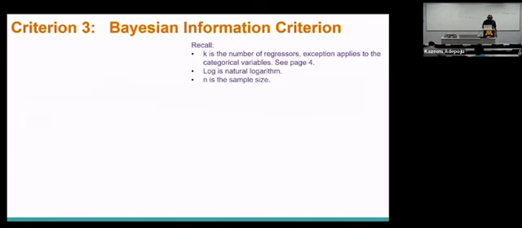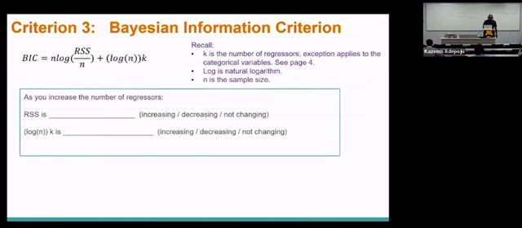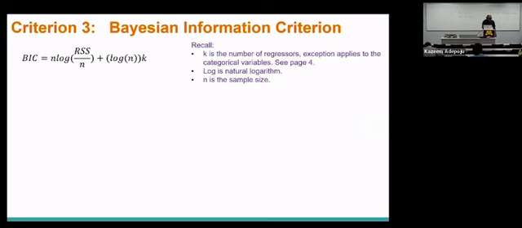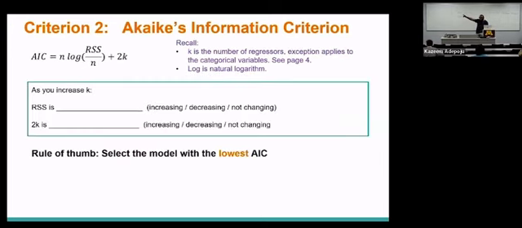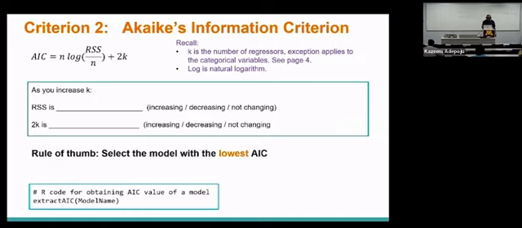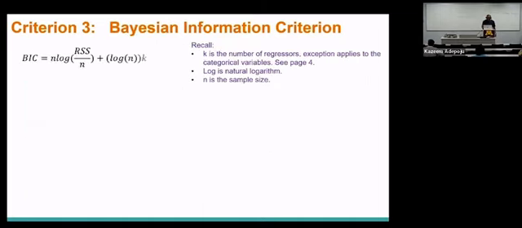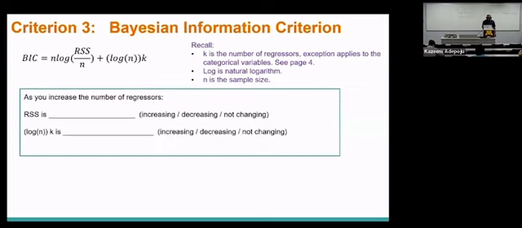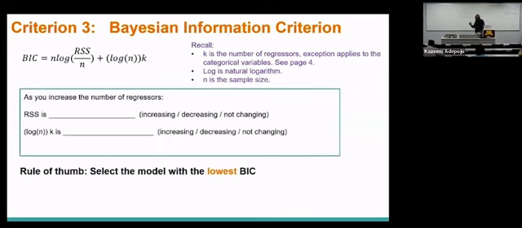Now, for the BIC, look at the BIC. You see, we also have RSS in it. The difference between this and that one is that we have log n times K, but in the case of AIC, it is 2K. Let's go back. Do you see 2K? That 2 was replaced by log n in the case of BIC. And the rule of thumb is also to pick the model with the lowest BIC.